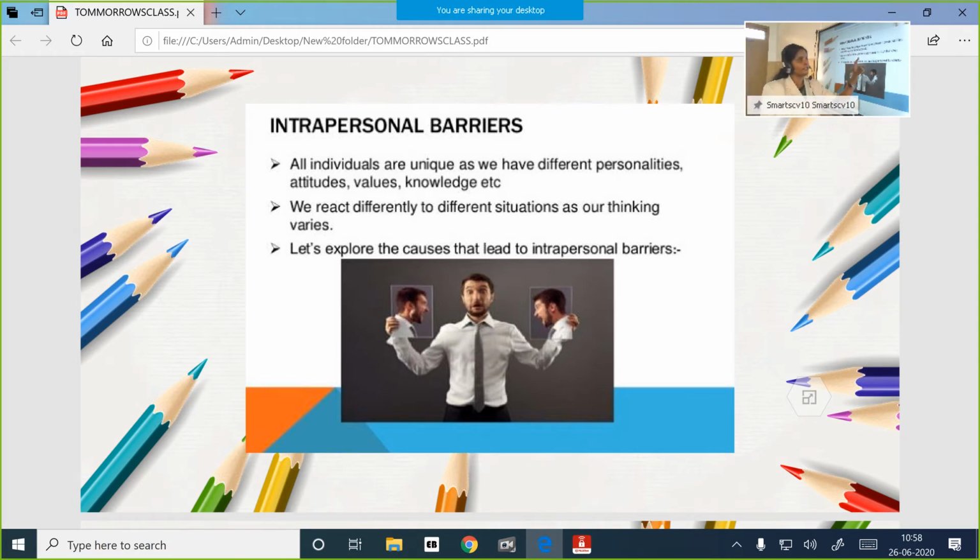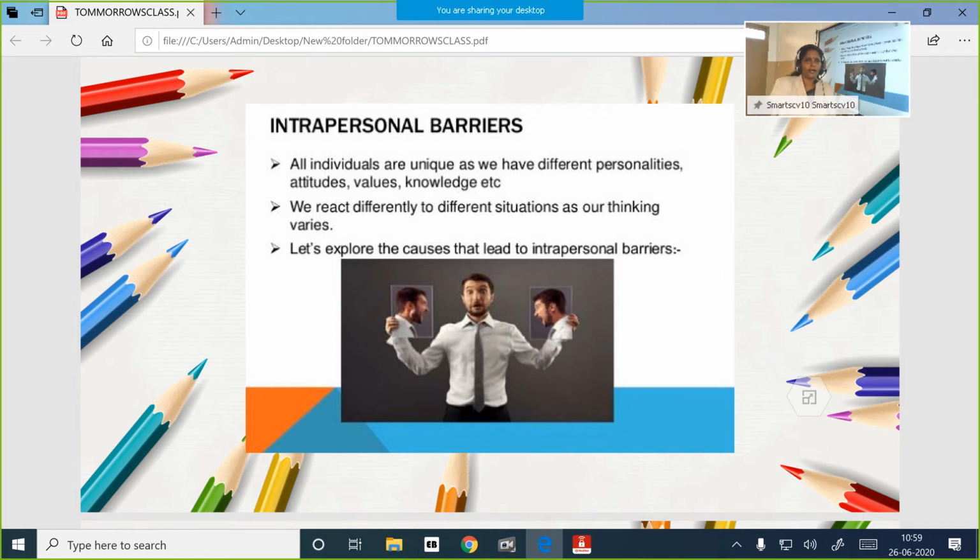All individuals are unique and have different personalities. Attitude, values, knowledge, etc. differ, isn't it? I am different from your maths teacher, and your maths teacher is different from your Hindi teacher, who is different from your Malayalam teacher. Everybody is different. Even you all, everyone is different, isn't it?